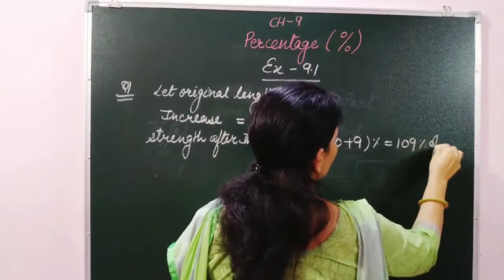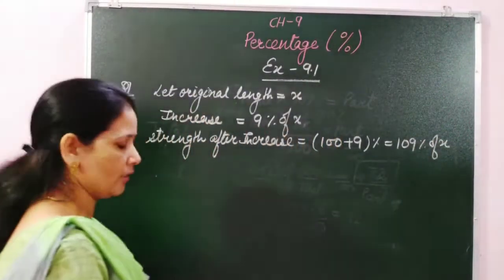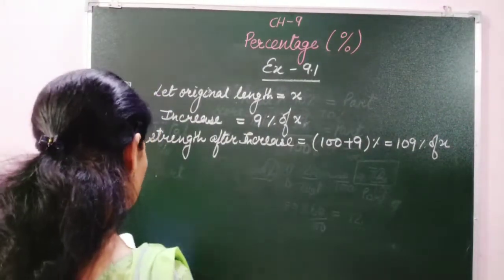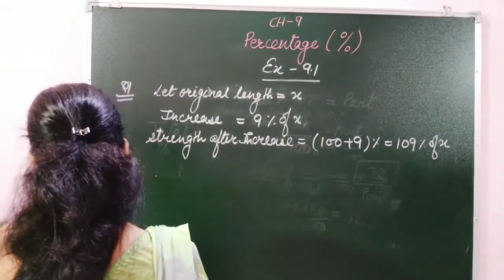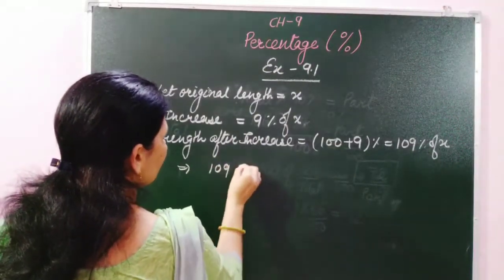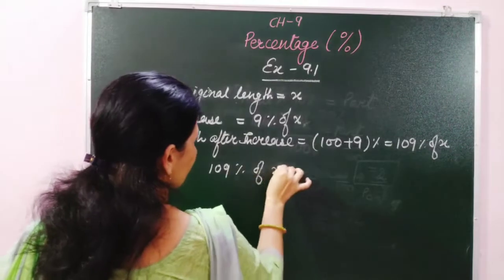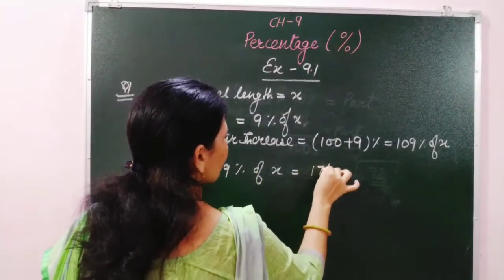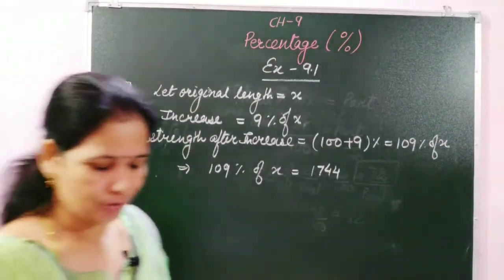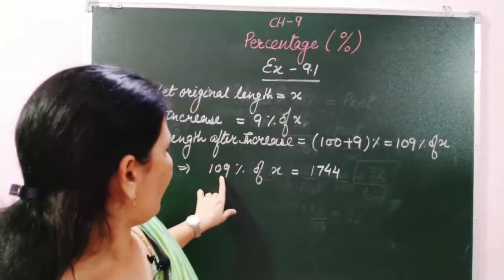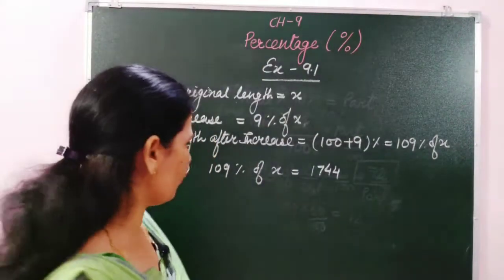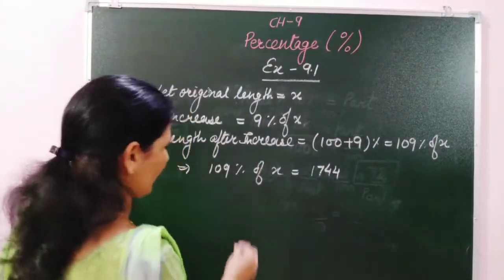109% of x, that is our increase one. Okay, 109% of x. Then after that, what we have to write? They have given us that 109% of x is 1744. So how to write this one?